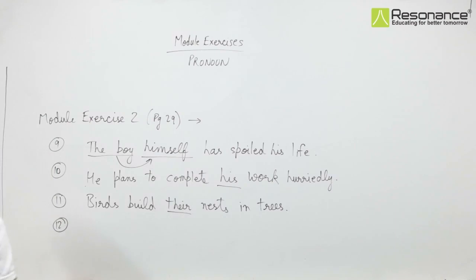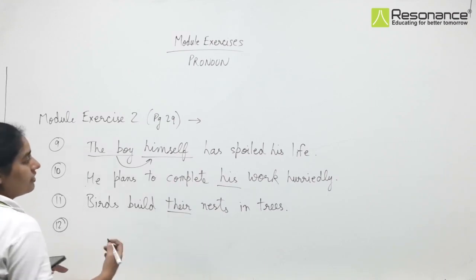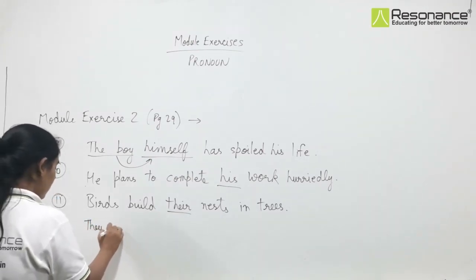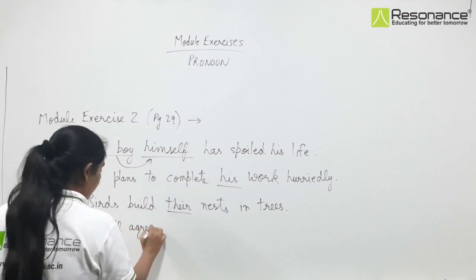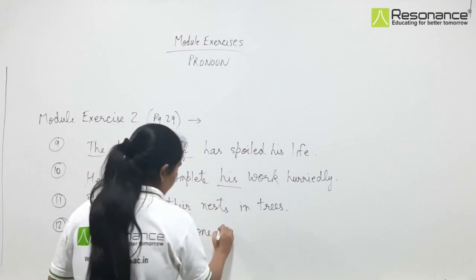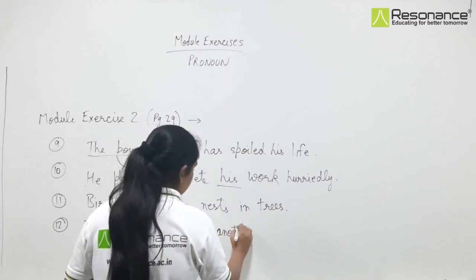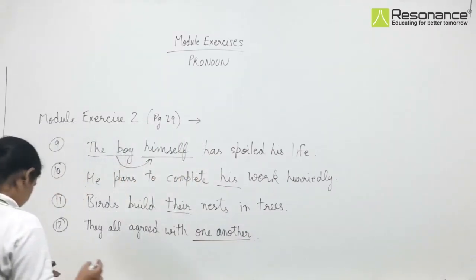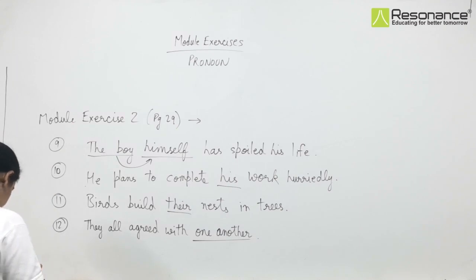Question number 12. They all agreed with each other. Now here they is used, it means we are talking about more than two people. So we will say they all agreed with one another. When we talk about more than two persons, we use one another. We use each other only when we are talking about two persons. So one another is the right word. Okay. Then we have question number 13.